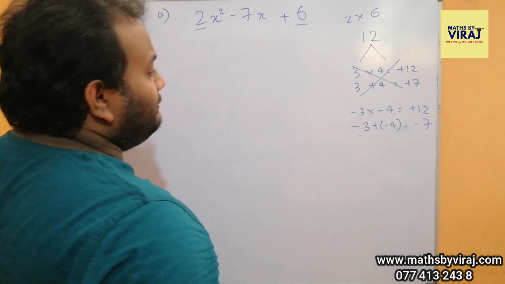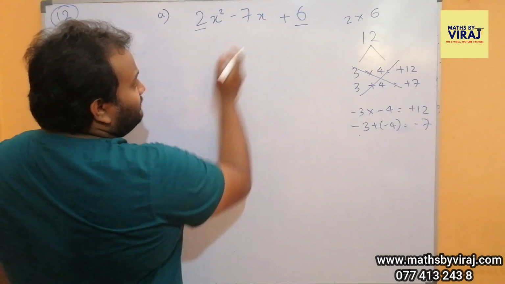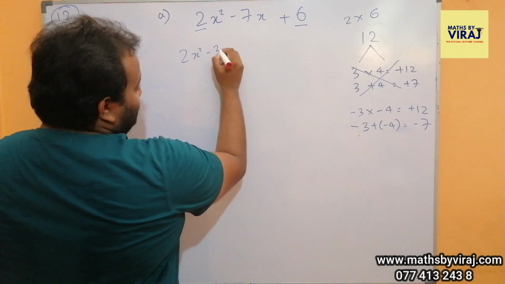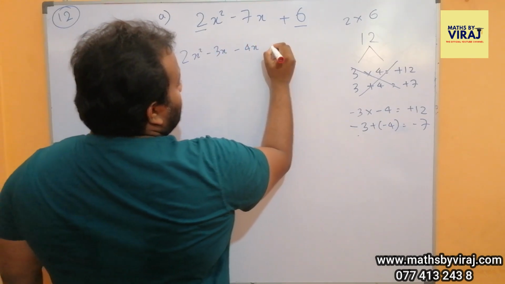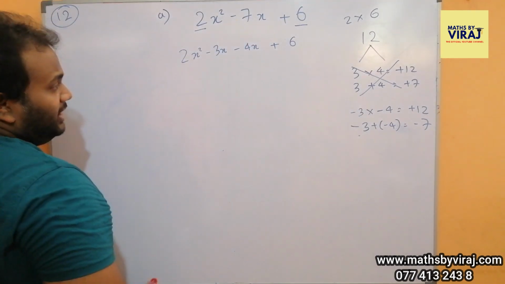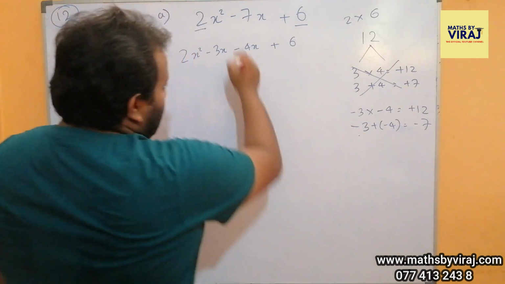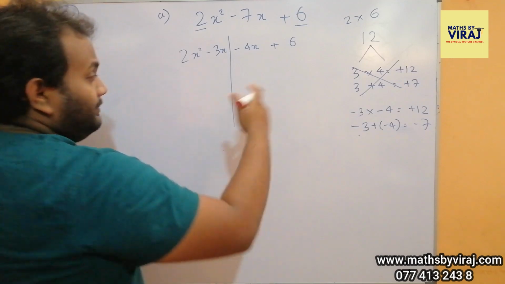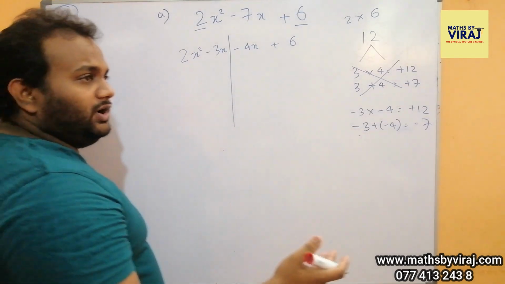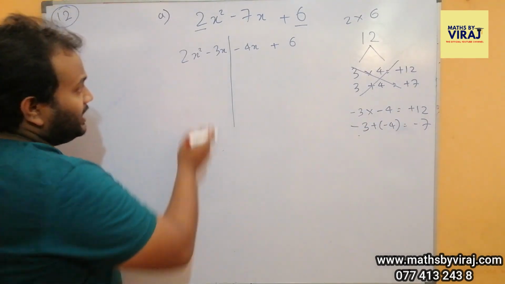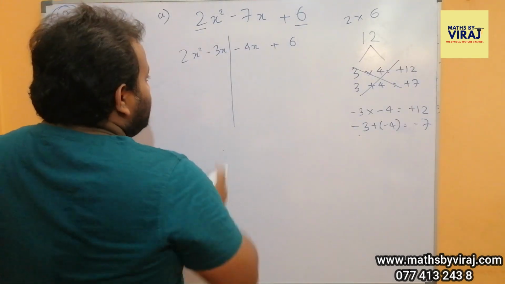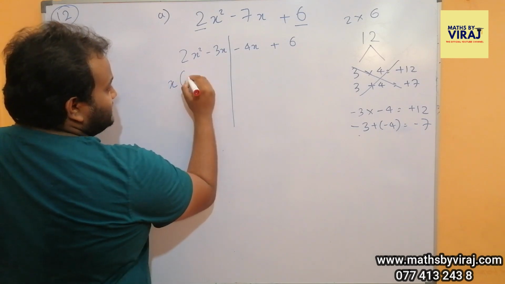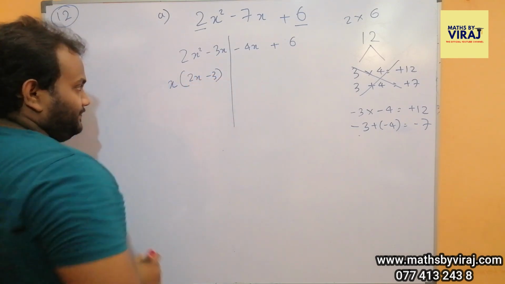Therefore, the two possible numbers that I could write instead of minus 7 are 2x squared minus 3x minus 4x plus 6. Now, for the ease of doing the sum, I can divide the sum in the middle. Previously, as I have taught you all in lessons of algebra, take the common terms out. Here you can clearly see that the common term is x. Therefore, it is 2x minus 3.